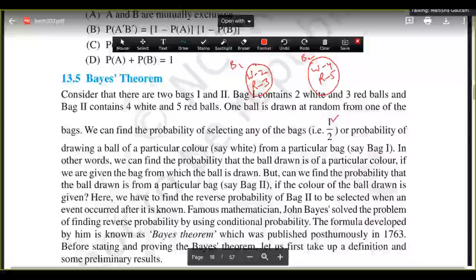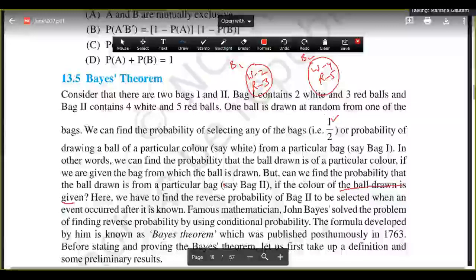But can we find the probability that the ball drawn is from a particular bag? Not whether the ball is drawn from the first bag or the second bag. The question is, the ball is already drawn, can we find the probability that it is from a particular bag, maybe the first bag, maybe the second bag? If the color of the ball drawn is given, that is the given part, which color of ball you are drawing from the bag.